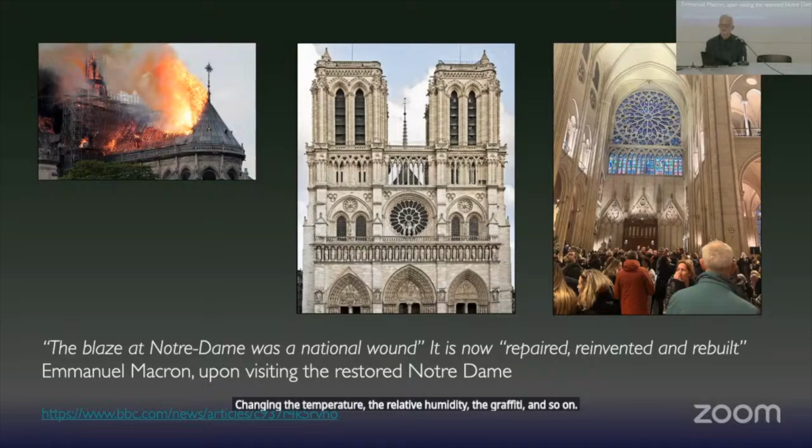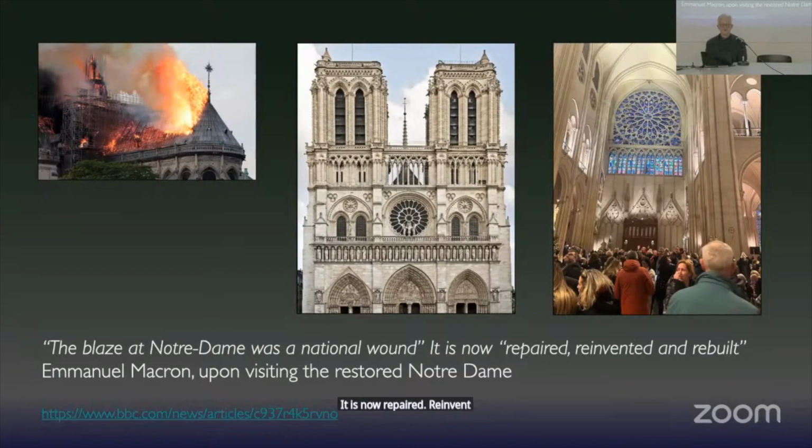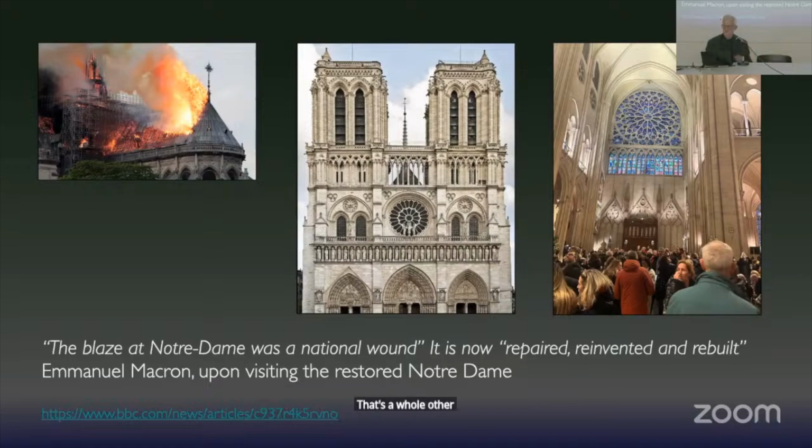And another dimension of conservation, I think, manifests in this quote from Emmanuel Macron. He said, "The blaze at Notre Dame was a national wound. It is now repaired, reinvented, and rebuilt." This word national comes up a lot. And so cultural heritage conservation often is in the service of developing individual, local, and national identity. In fact, it can be used to construct national identity very deliberately by regimes in power. That's a whole other lecture, but I thought I would just mention it.